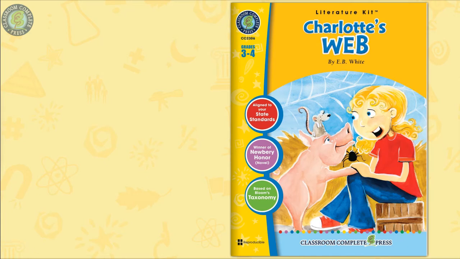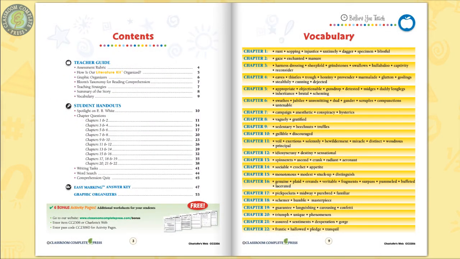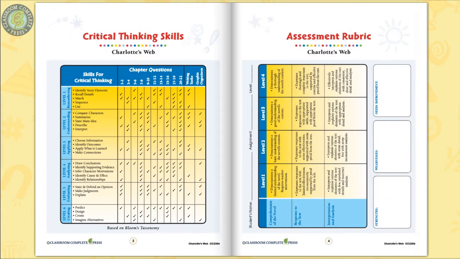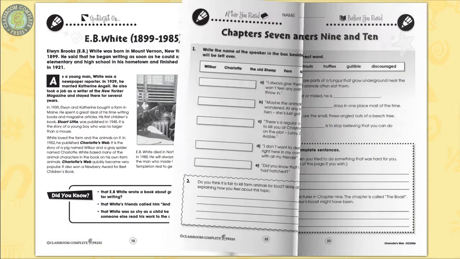This is the Literature Kit on Charlotte's Web by E.B. White. This timeless classic uses a variety of true or false, fill in the blank, and multiple choice questions to check comprehension. 55 pages chock full of before you read worksheets for each chapter section, along with vocabulary prompts to prepare your students for the reading, with rubrics, teacher guide, and author biography.